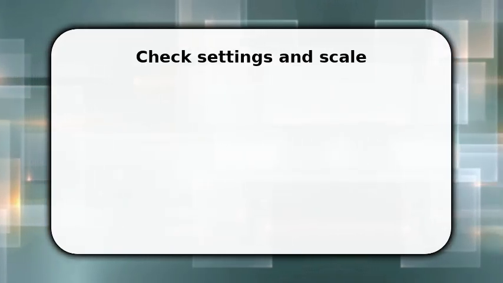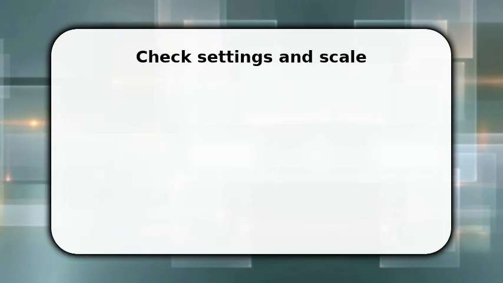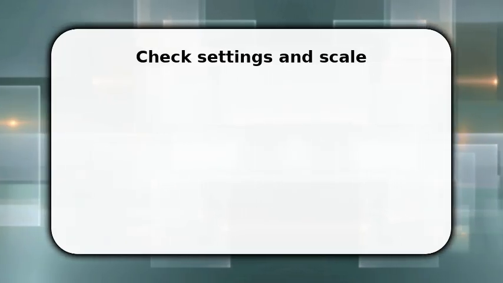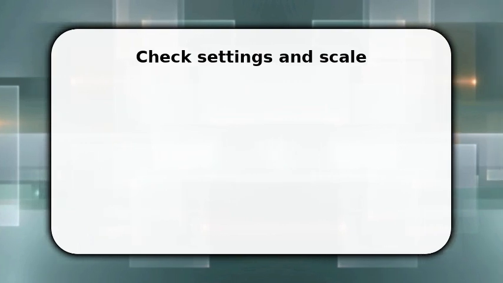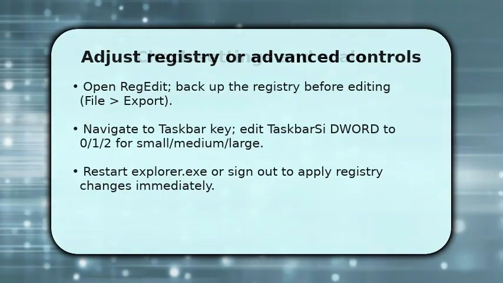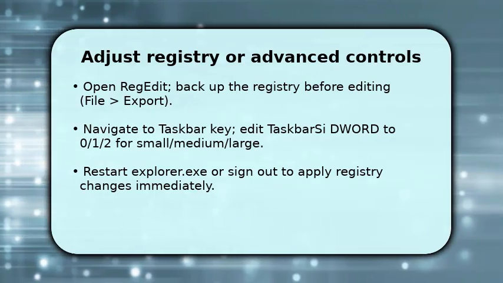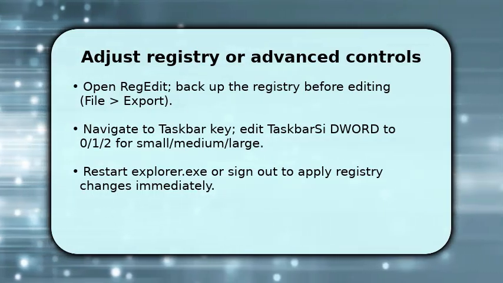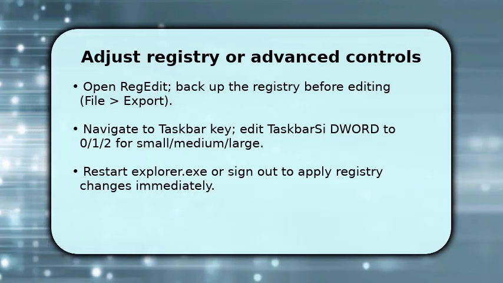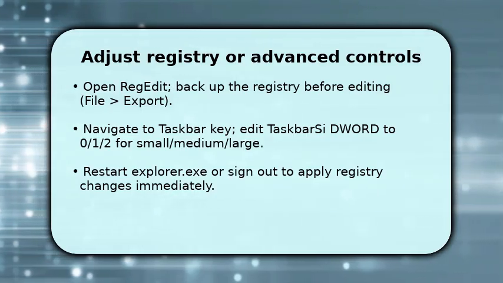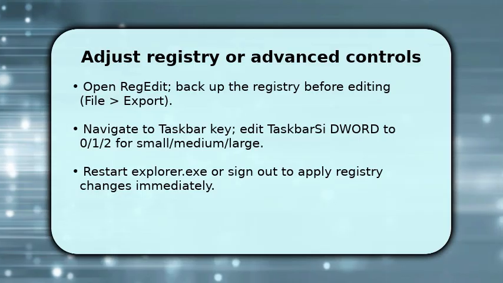Once done, toggle Tablet Mode and Auto Hide to rule out mode-driven size changes, and restart Explorer if the bar doesn't update right away. If settings didn't fix it, you'll use an advanced control, the registry. First, back up the registry using File Export so you can restore if needed. Then open Regedit and go to the taskbar key for your OS.